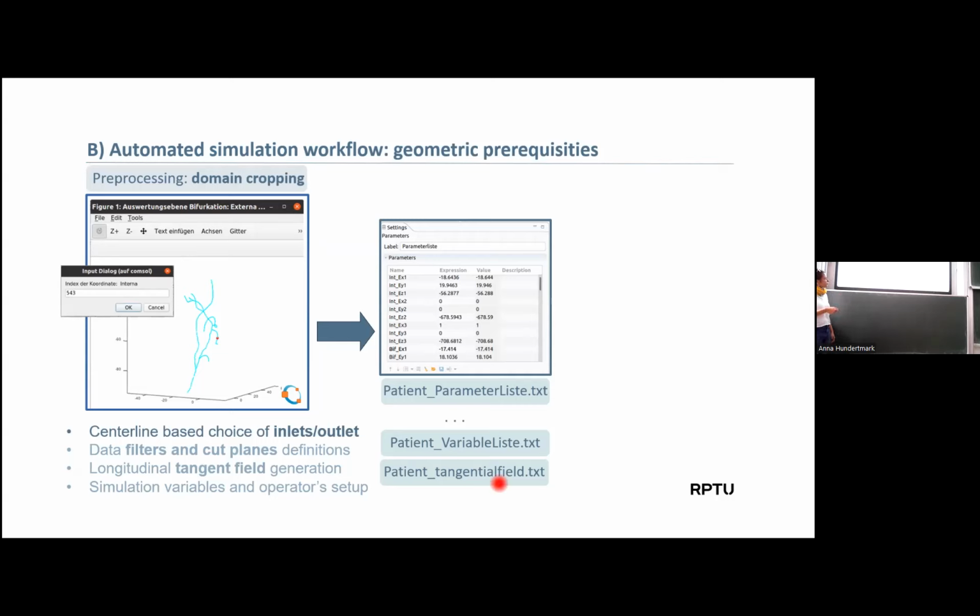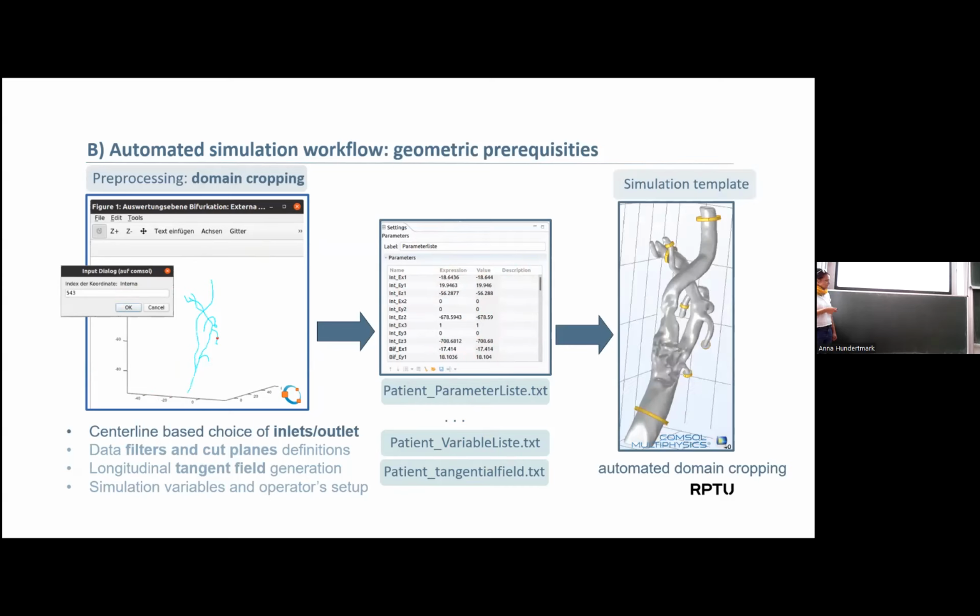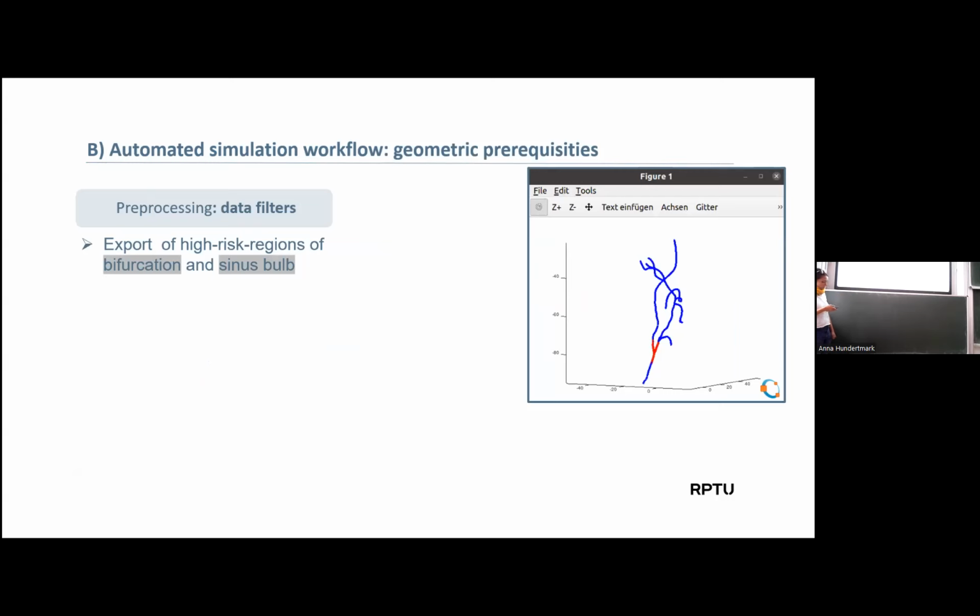We need a lot of text files in order to import these preprocessed parameters to the console template. Then in the console template, for instance, the automatic cropping can be done automatically just by the import of the parameters, and this has to be done for each patient.